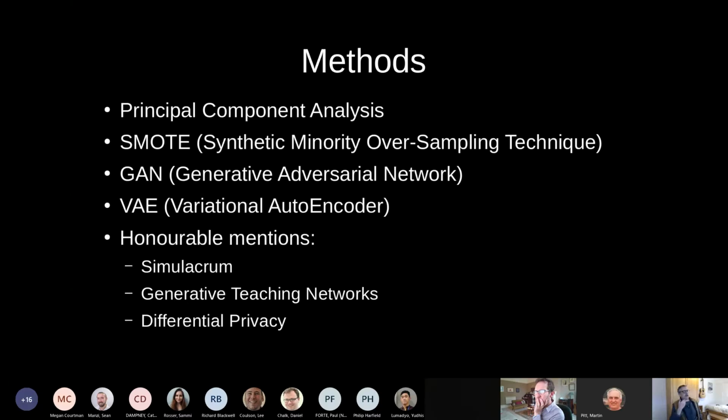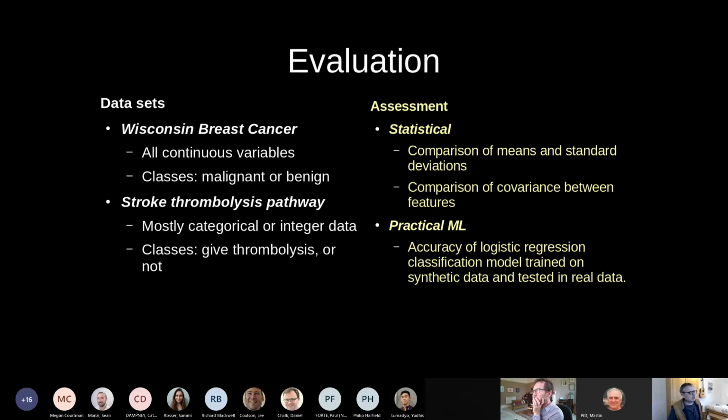So the methods we'll look at: one based on principal component analysis. Next one, SMOTE, synthetic minority oversampling technique. GANs, generative adversarial networks, VAEs, variational autoencoders, and then I'll mention, well, I have mentioned Simulacrum, and we'll mention generative teaching networks, and just end with something slightly different, differential privacy.